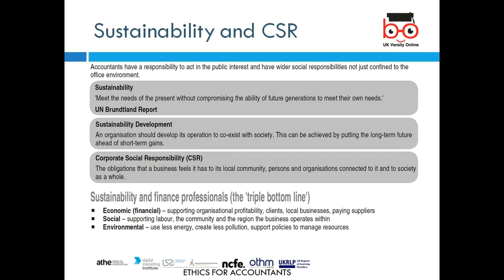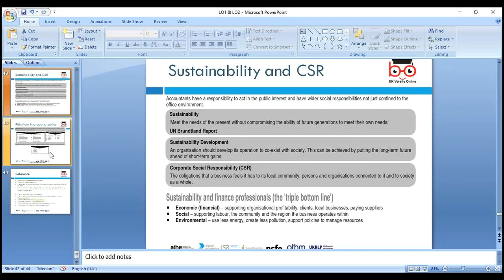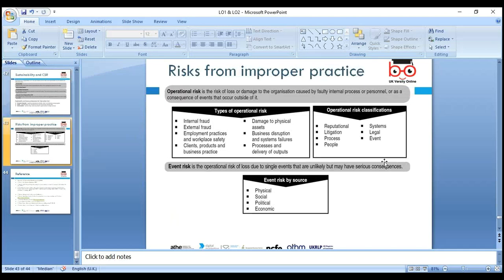So, sustainable financial profession, triple bottom line: we need to be planet, profit, and people. We need to protect the 3 P's: economic, social, and environmental. We all need to be focused on this. If we don't do it, there is a lot of risk involved.